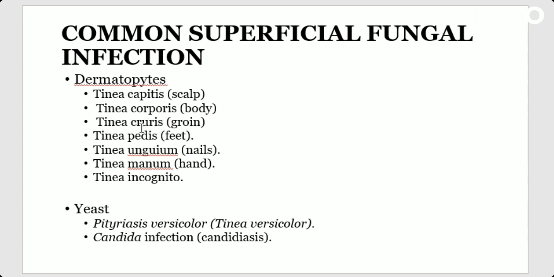Then there is tinea cruris, that is the groin, or the inguinal region. Tinea pedis, that is the feet. Tinea unguium, those are nails. So these fungal infections are the ones which are affecting the nails. Lastly is tinea manuum, which affects the hand. Tinea incognito, this is the fungal infection which has been modified by medication. You have used the medication for a long time, for example steroids. They become not easy to recognize. That's why they call them incognito.